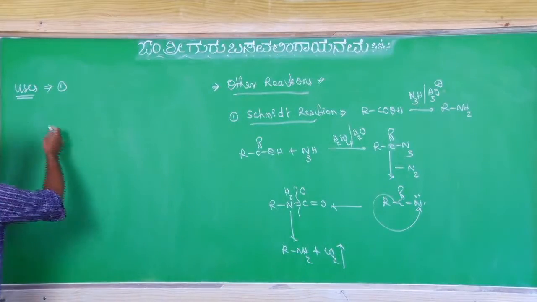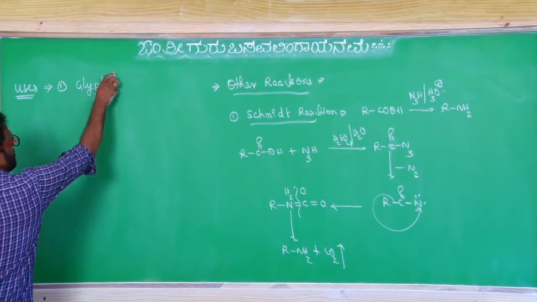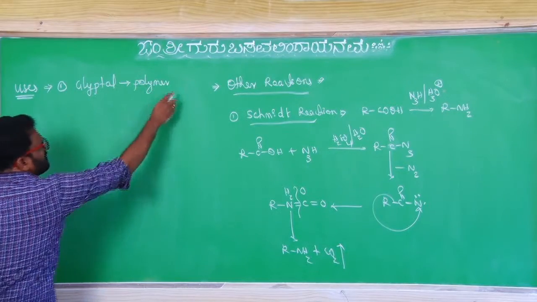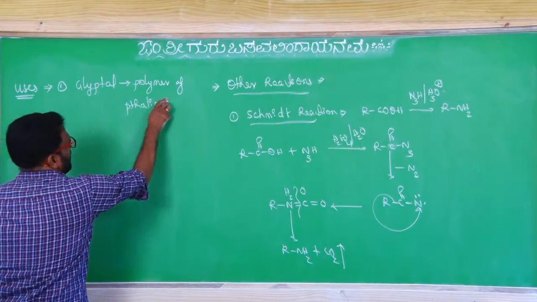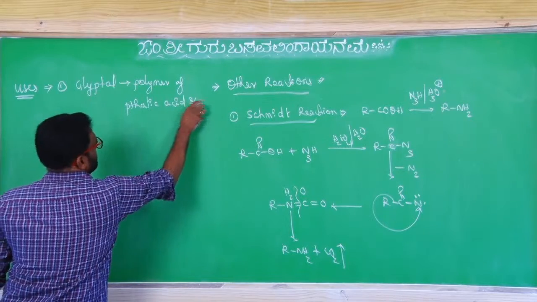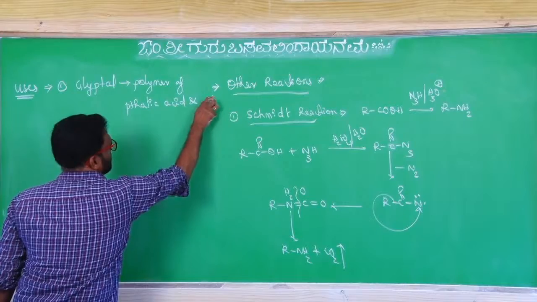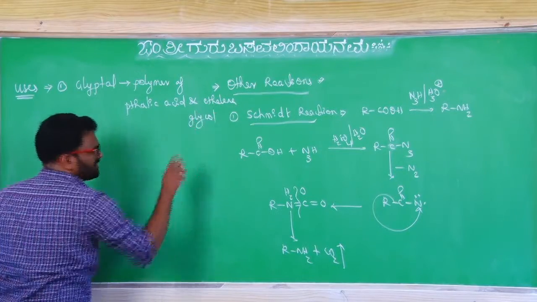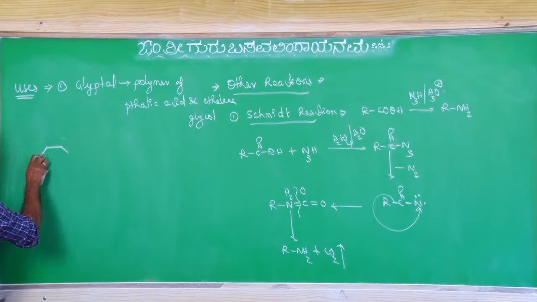If you see the reaction, this polymer is glyptal. Glyptal is a polymer of phthalic acid and ethylene glycol. What is ethylene glycol? Ethylene glycol is a diol. So if you see the reaction, this is phthalic acid.